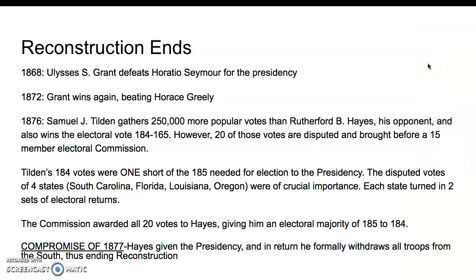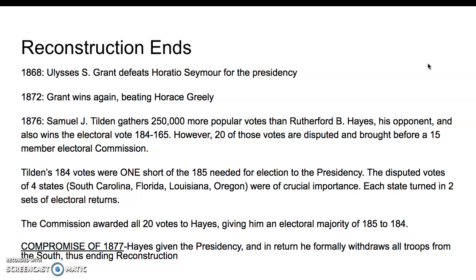Reconstruction formally ends. 1868, former General Ulysses S. Grant defeats Horatio Seymour for the presidency, and he becomes president again in 72, beating Horace Greeley. 1876, Samuel J. Tilden, a Democrat, gathers 250,000 more popular votes than Rutherford B. Hayes, his Republican opponent. He also wins the electoral votes thanks to that, 184 to 165. However, 20 of those votes are disputed and brought before a 15-member electoral commission. Tilden's 184 votes were one short of the 185 needed for the election of the presidency.